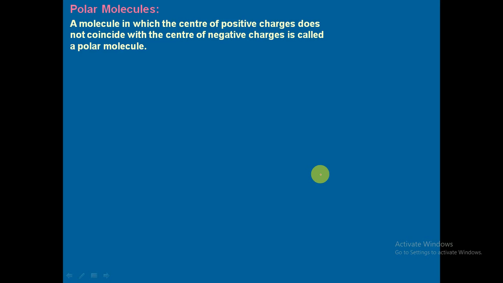What are polar molecules? A molecule in which the center of positive charge does not coincide with the center of negative charge is called a polar molecule. Means positive center and negative center are not coinciding, they are separated. And we know that when equal and opposite charges are separated by some distance, they create a dipole. The molecules which have permanent dipoles are called polar molecules. Means their positive and negative charges do not coincide.